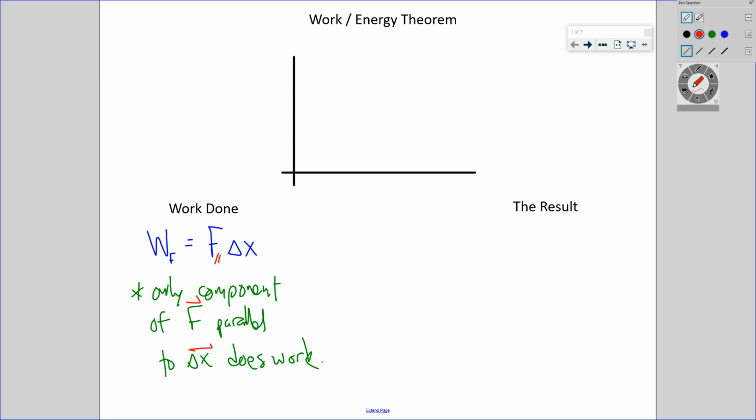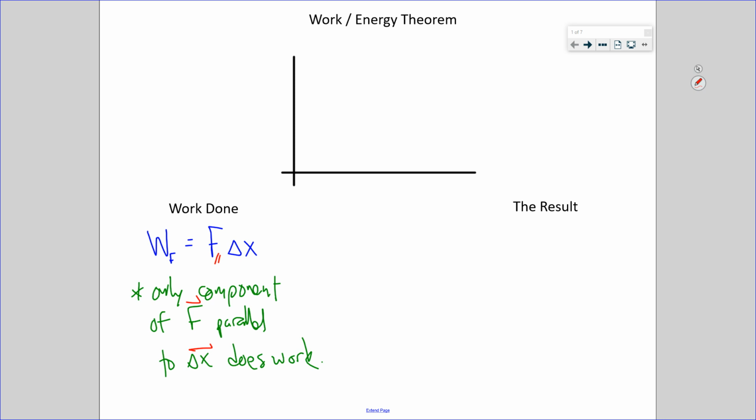All right, so for an object that experiences, let's call it a net force F, and moves through some change in position, delta x, the work done by the force is the magnitude of the component of the force that's parallel to delta x, times delta x.